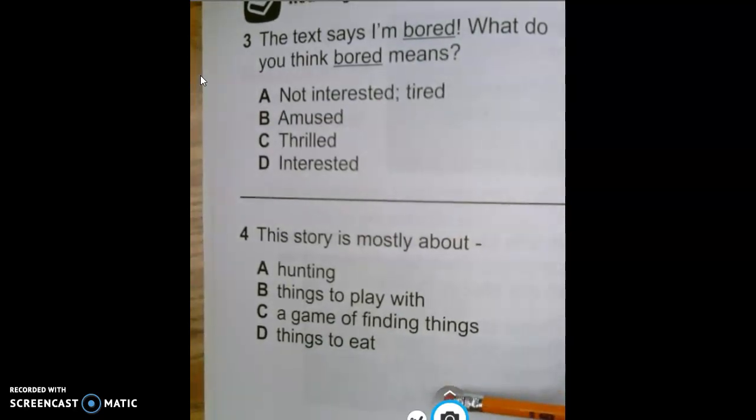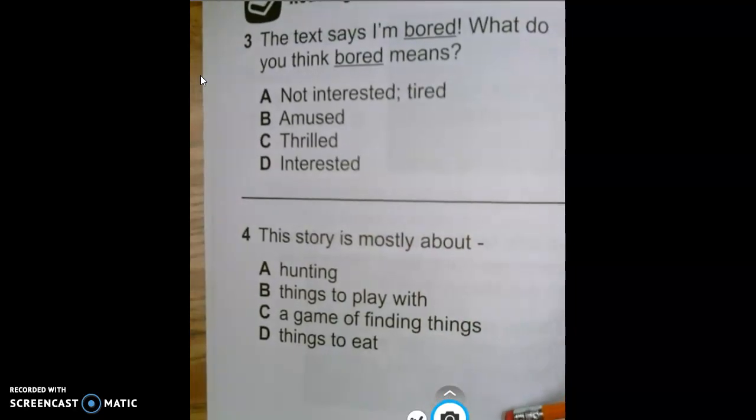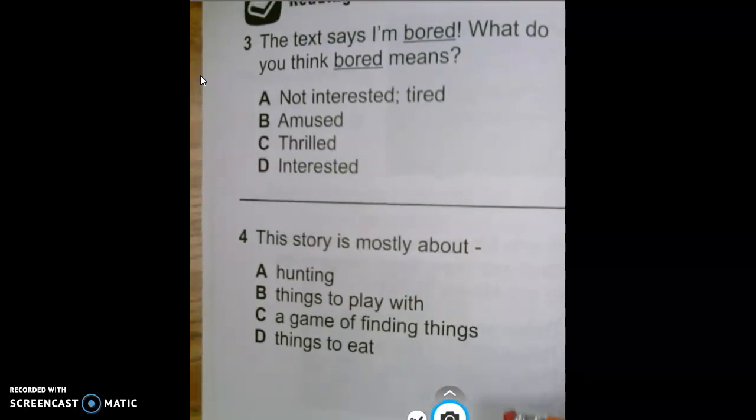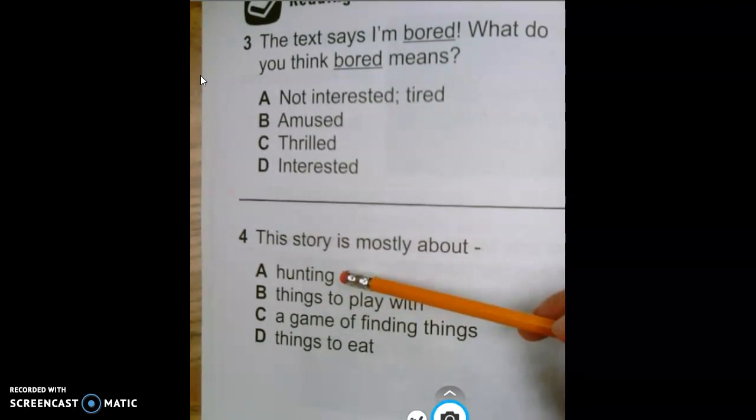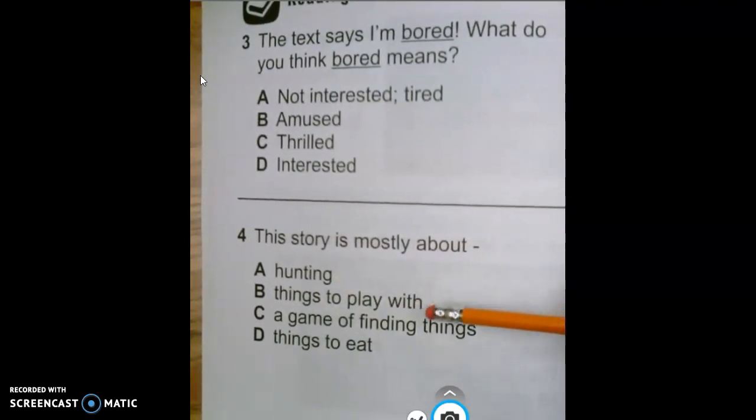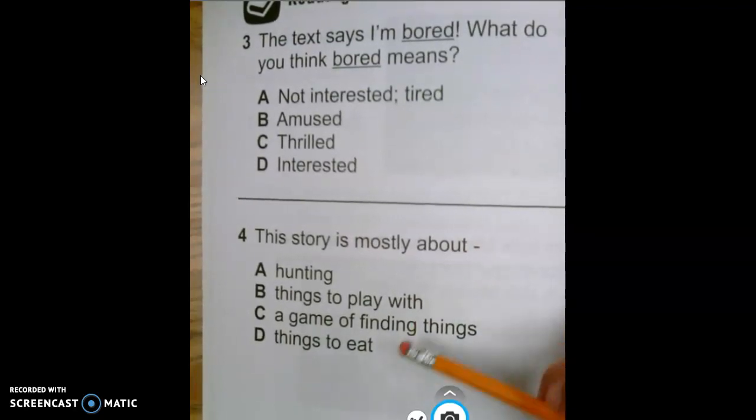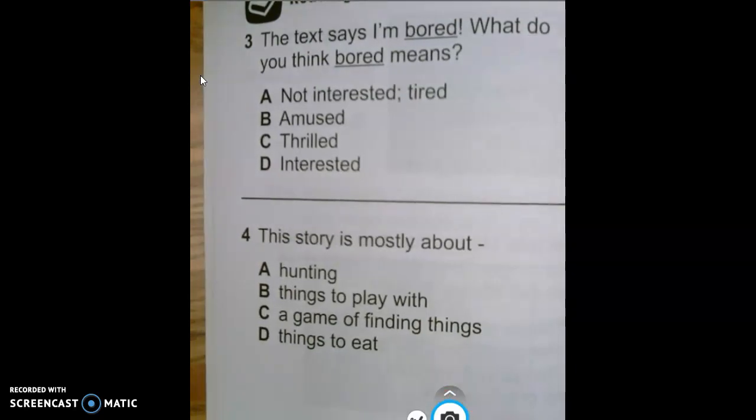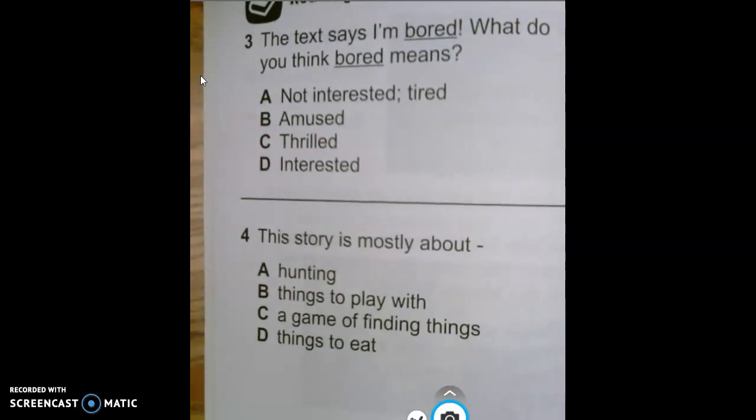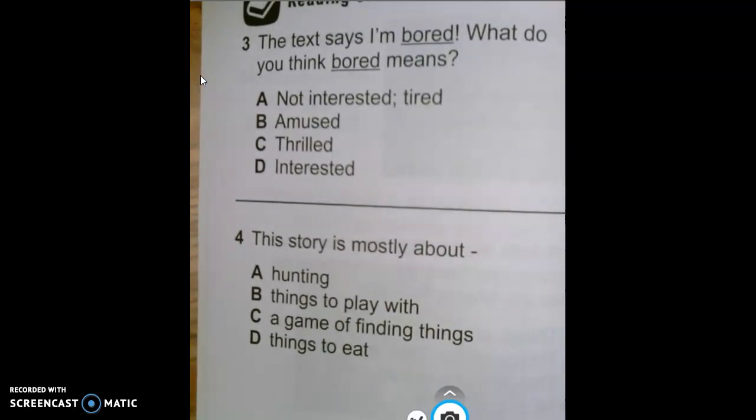Number 4, this story is mostly about, so that means what the majority of the story is asking you. Mostly about A, hunting. B, things to play with. C, a game of finding things. D, things to eat. So think back to the story we just read about Maddie on her scavenger hunt. What is this story mostly about?